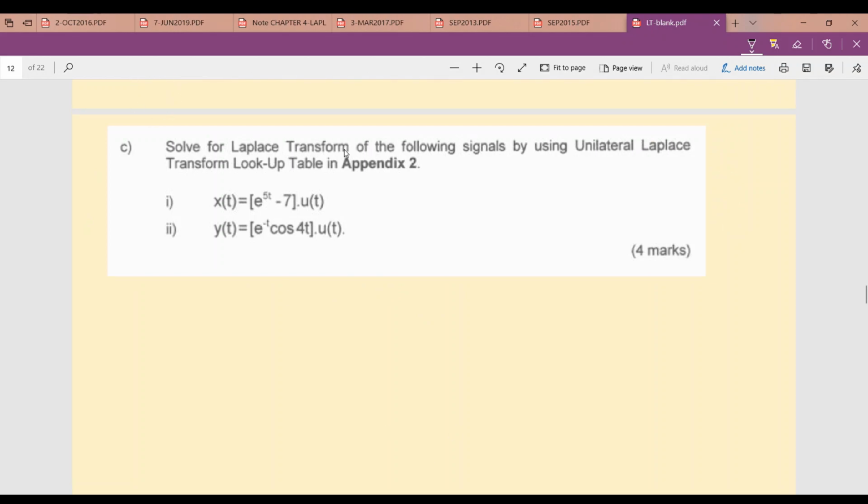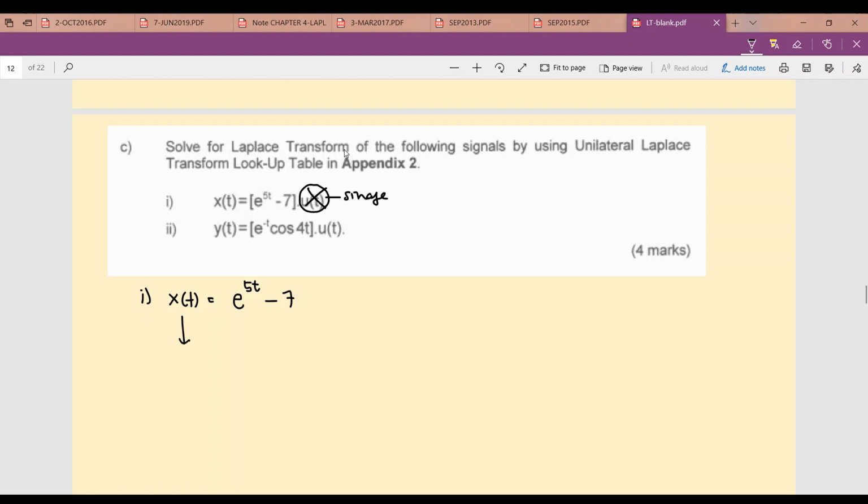Okay, next, let's solve. First, x(t) is equal to exponent 5t minus 7. Why don't I copy u(t)? Because this is not part of the question. This is just the signage. So I neglect this one. It is the signage where we look at whether the time domain t is shifted or not. If it is just u(t), it means t is not shifted. We just copy the question only.